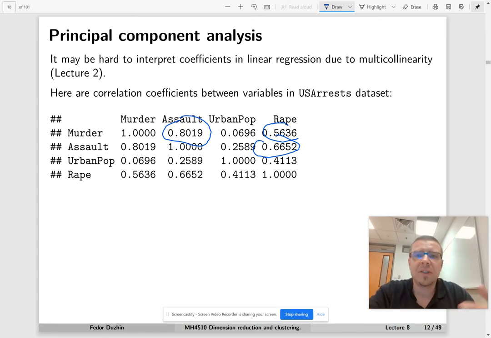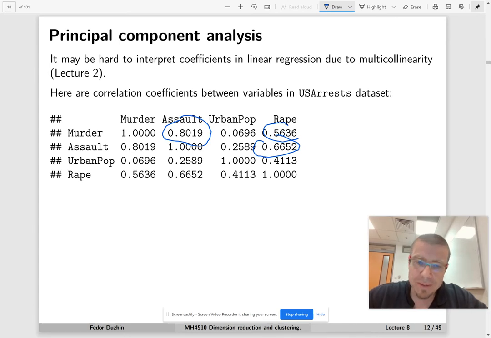then indeed, say, reducing the number of murders per 100,000 population would lead to a certain change in the outcome, right? But it is impossible to reduce the number of murders, because the number of murders is just linked to the number of assaults. So if we could reduce the number of serious crimes, then all the 3, murder, assault, and rape, would go down, right? So it is impossible to just reduce the number of murders without changing the number of assaults and the number of rapes. So this is multicollinearity.